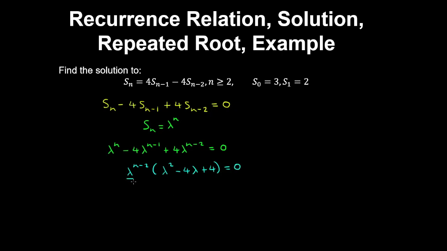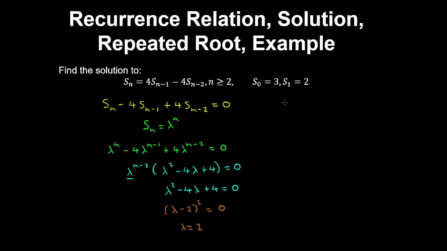And therefore, for an arbitrary lambda, the characteristic equation must be equal to 0 for this equation to be satisfied. And we can factorize this as lambda minus 2 squared, and that's equal to 0. So therefore lambda is equal to 2, and we have a repeated real root.